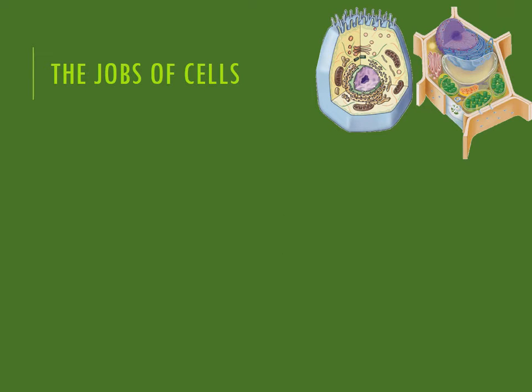Alright. The cells of an organism must accomplish three tasks. They must be able to make energy. Alright. They must be able to make proteins and make new copies of themselves.